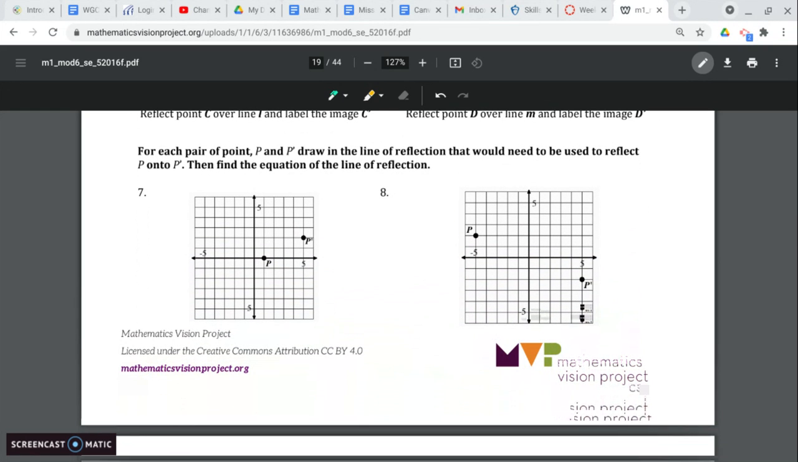All right, for number 7, for each pair of point P and P prime, draw in the line of reflection that would need to be used to reflect P onto P prime. Then find the equation of the line of reflection. So lots of parts to this.